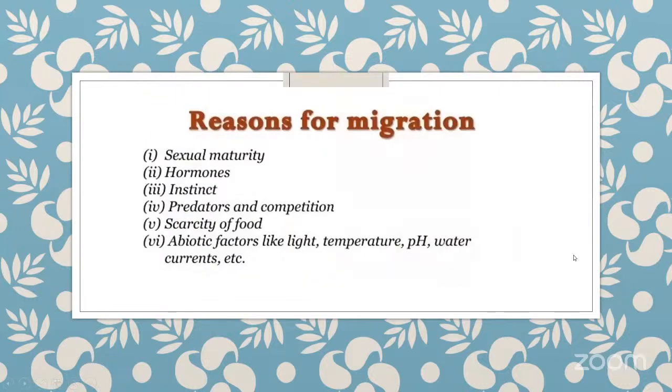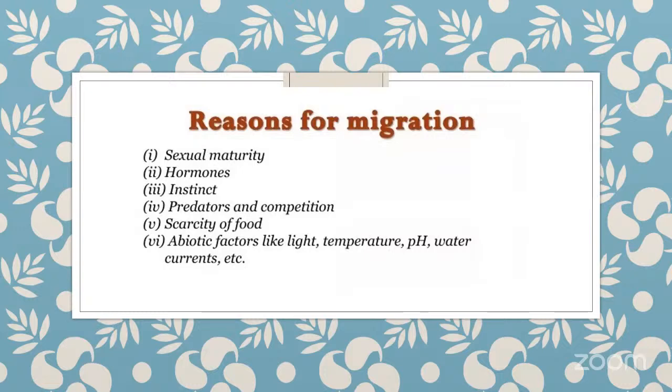Now, apart from these, what are the other reasons for their migration? One is sexual maturity, then hormones, instinct, predators, and competition. What are predators? For example, in a particular area, if the fish feel that they are in danger, there are big fish who might eat them, or there might be competition for their survival, competition for their food, etc. In those conditions, fish prefer to move in order to save themselves from those predators. They go to another place.